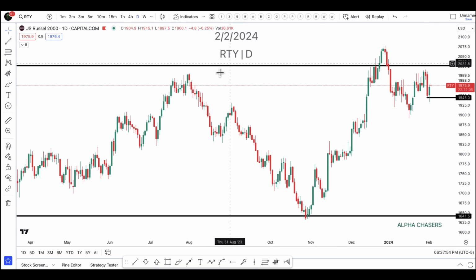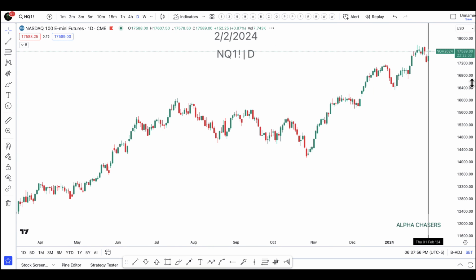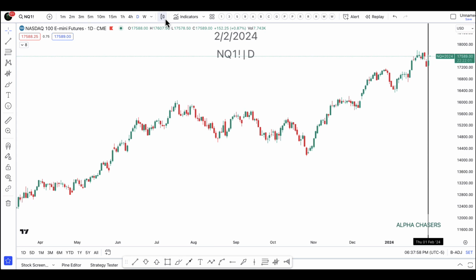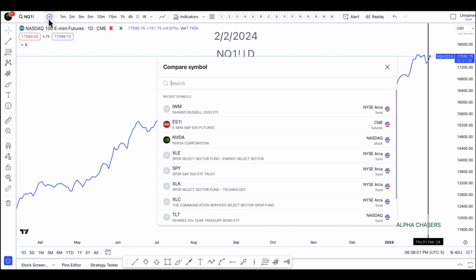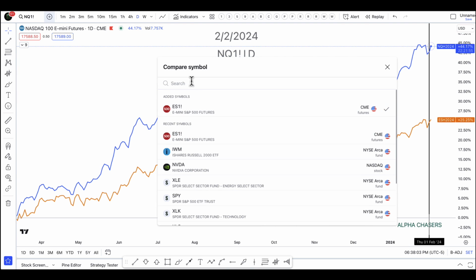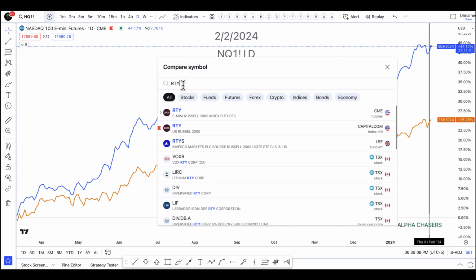All right, so let's just go to here for a second and take a look at the NQ. And then if we change this to line form, and then we just do the simplest of things, take ES and put ES in there, and then let's do RTY so that we keep it all futures for a minute here, right?